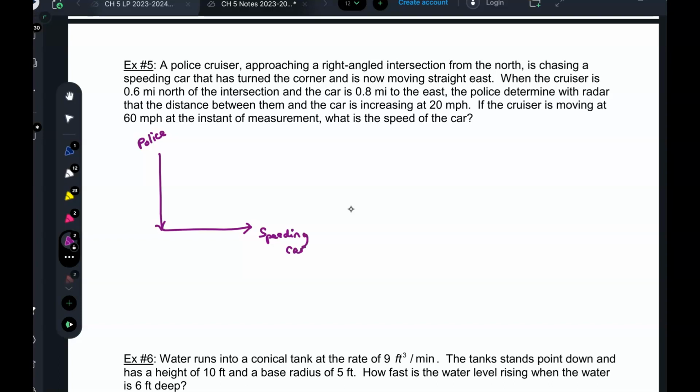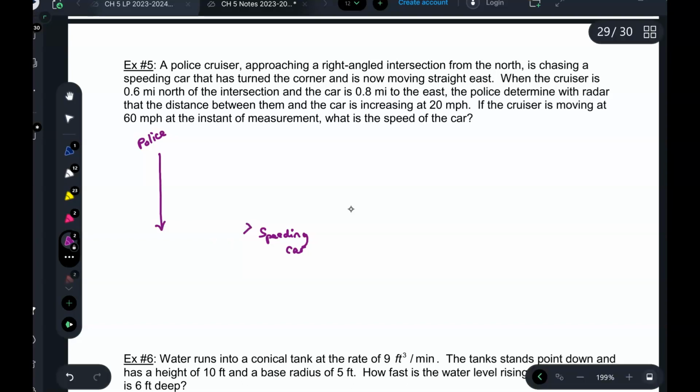Wouldn't the speeding car be to the left, because it's going east? Oh, did I draw it backwards? Well, no, east is that way. It's moving east from the west, so then it's going that way.